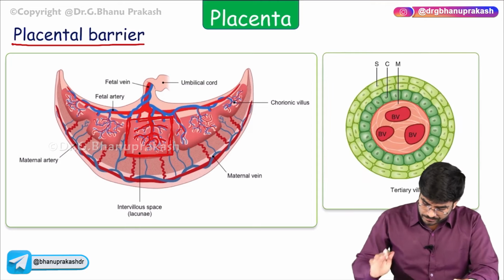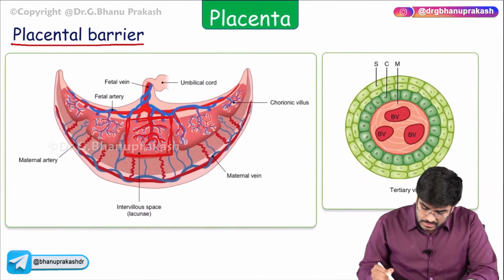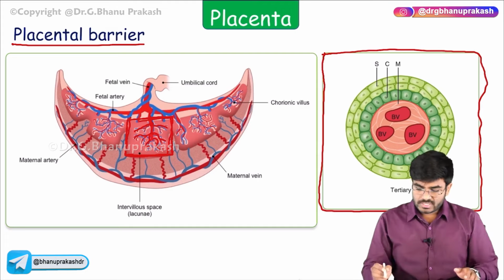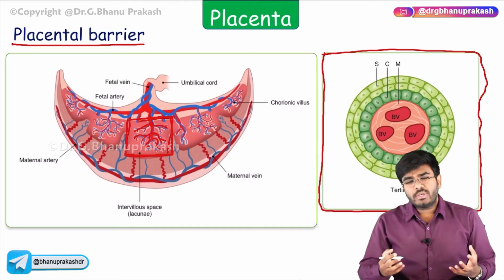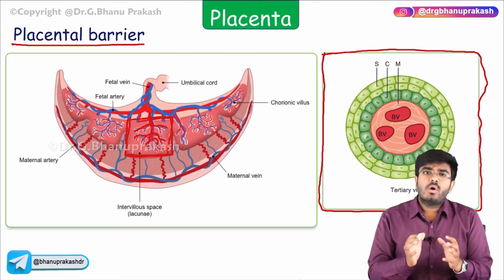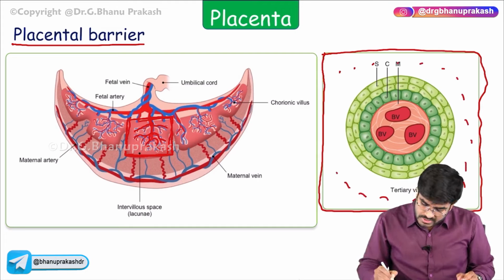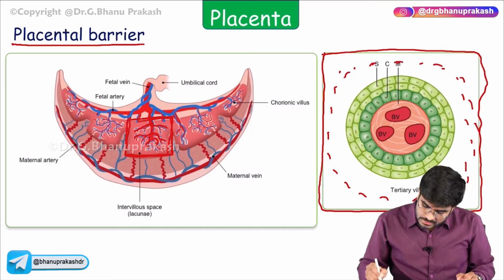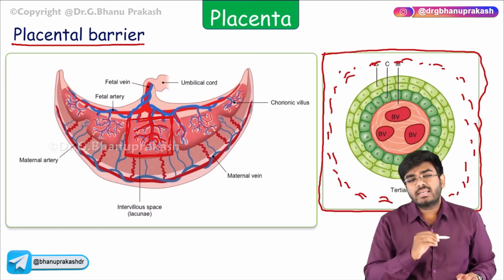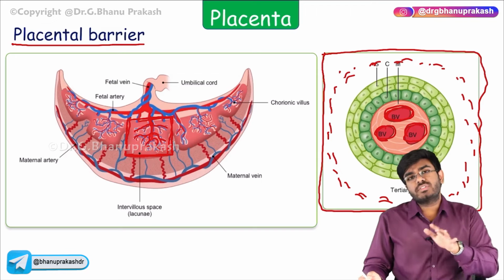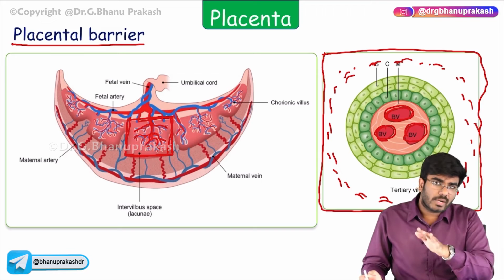Now, please concentrate. Imagine that this box is nothing but a lacunae. In the lacunae, or in the sinusoidal spaces, what exactly is present? Maternal blood is going to be present here. So maternal blood is in the lacunar space. Where exactly is fetal blood? Fetal blood is present in the blood vessels. Here are the blood vessels. So what are the structures which are present in between the maternal blood and fetal blood?